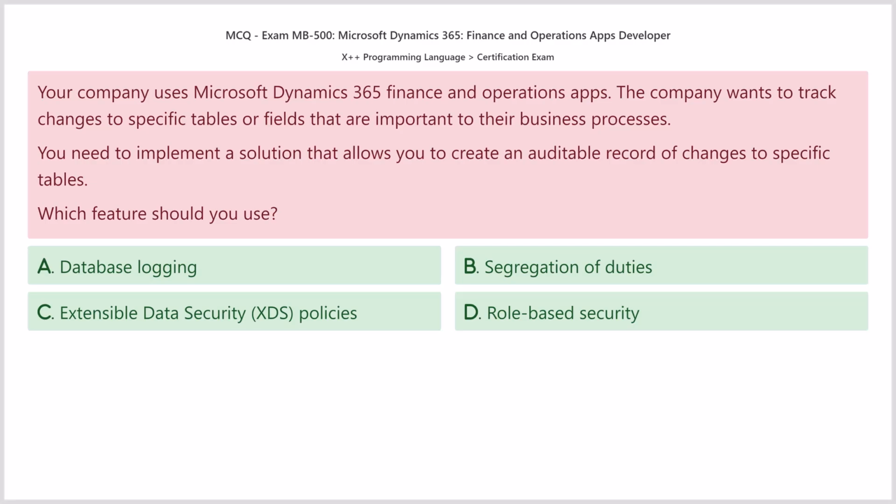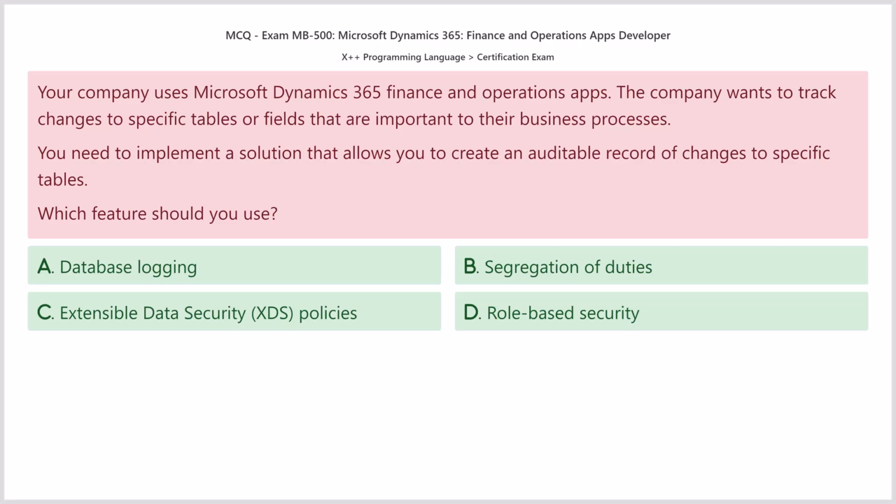In case of role-based security, option D, it is not correct because it grants access to forms, reports, menu items, etc. Based on role, it is not used for tracking changes, so that's why it is not correct. And segregation of duties, option B, is not correct because it prevents a user from having conflicting permissions, for example approving and paying an invoice, but does not provide any auditing or record of changes, so that is why it is not correct.